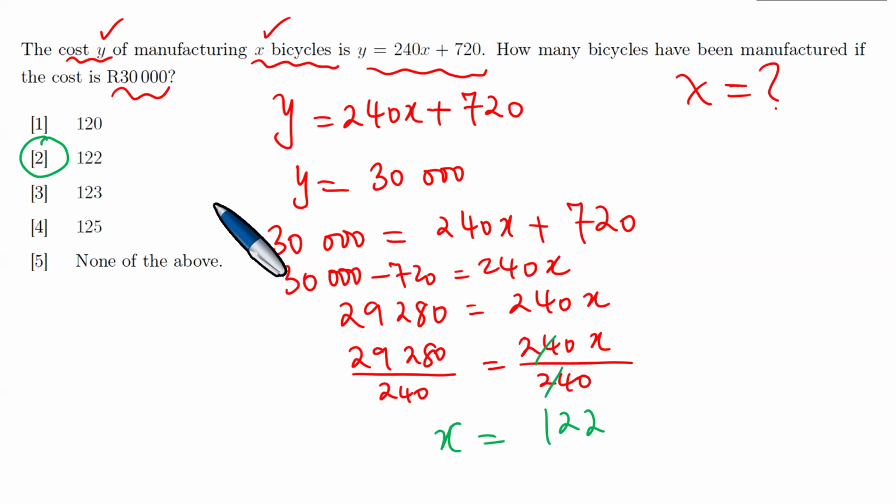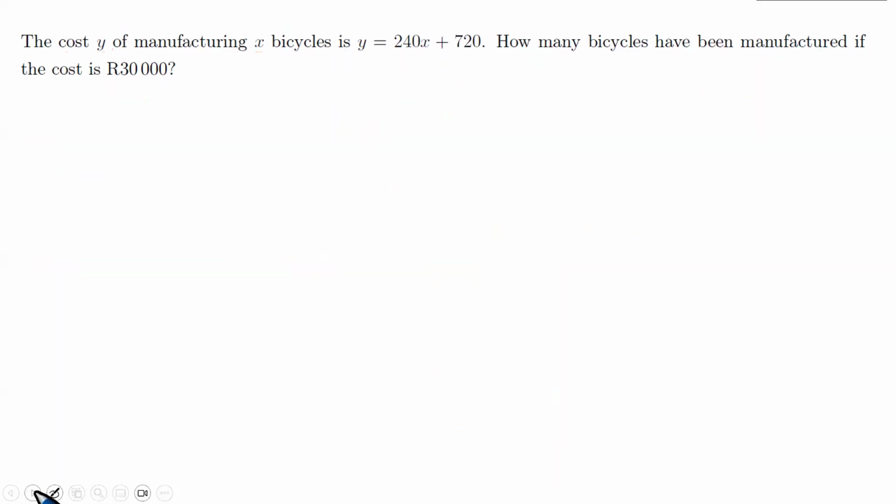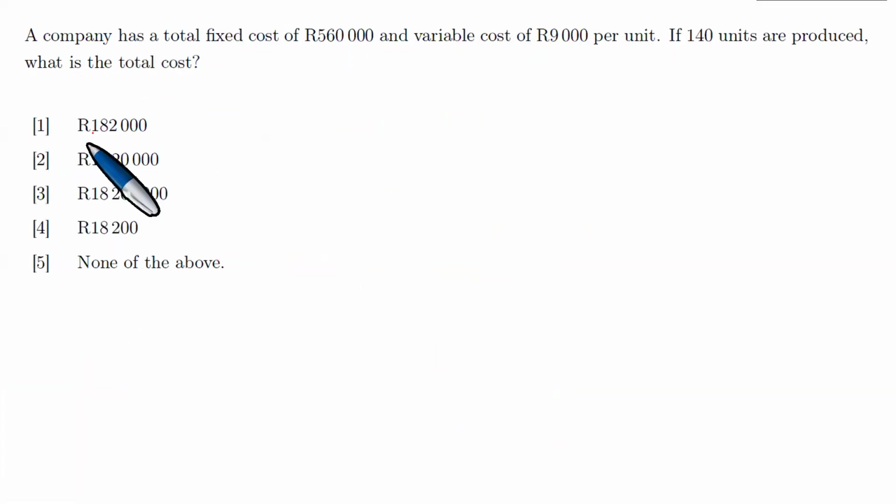Next, now we attempt to solve this question in different ways. The next one. Right, in the next case, we have already solved the one on the bicycles. A company has a total fixed cost of 560,000. So it is the fixed cost. The variable cost is 9,000 per unit. If 140 units are produced, what is the total cost?